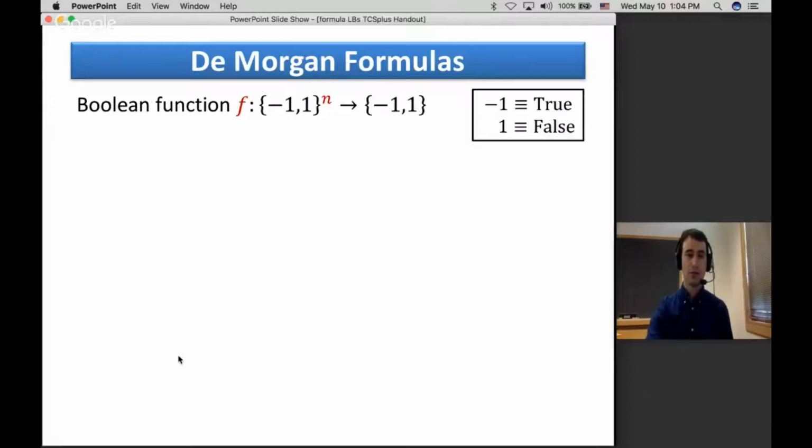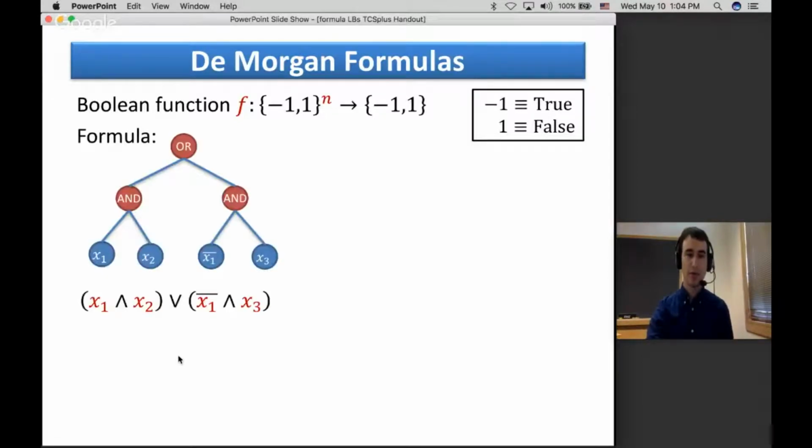In order to compute a Boolean function, we may use the Morgan formulas. These are just binary trees where each internal node is marked with a gate, either OR or AND, and each leaf is marked with a variable or its negation. So, for example, this formula computes the function x1 and x2, or x1 not and x3. And you can see that you can write any formula as a one-line mathematical expression as done here. And this is why we call it a formula, actually.